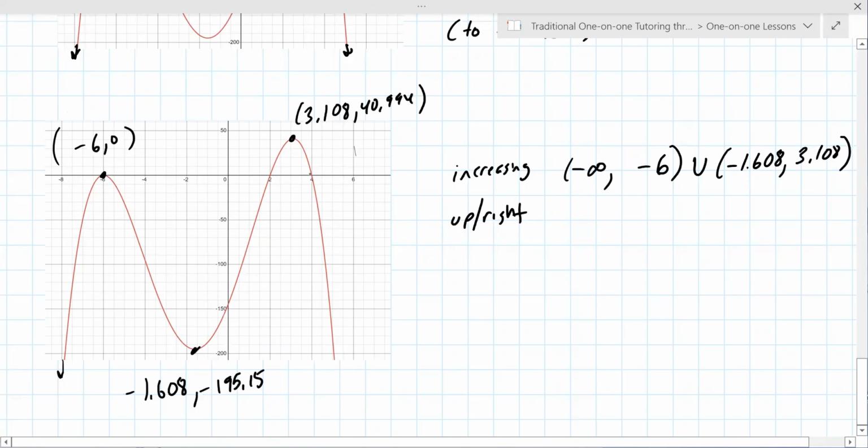But then what about this next interval? Are you increasing or decreasing? You're decreasing. So now we can fill that part in. You're decreasing when you're going down and to the right.